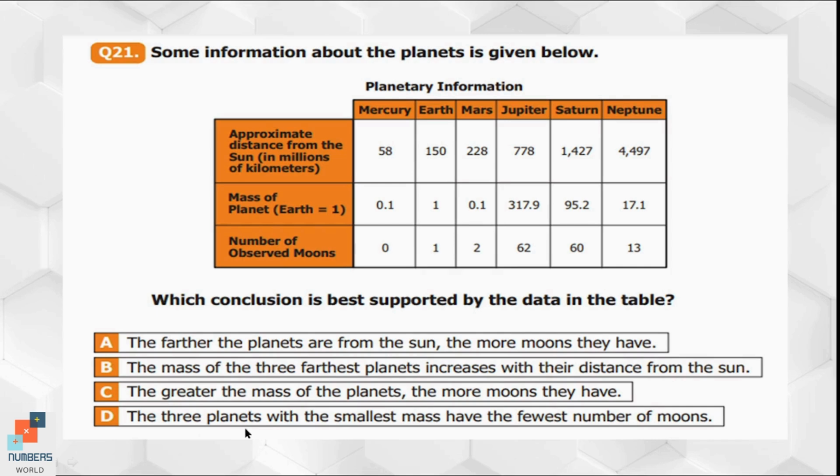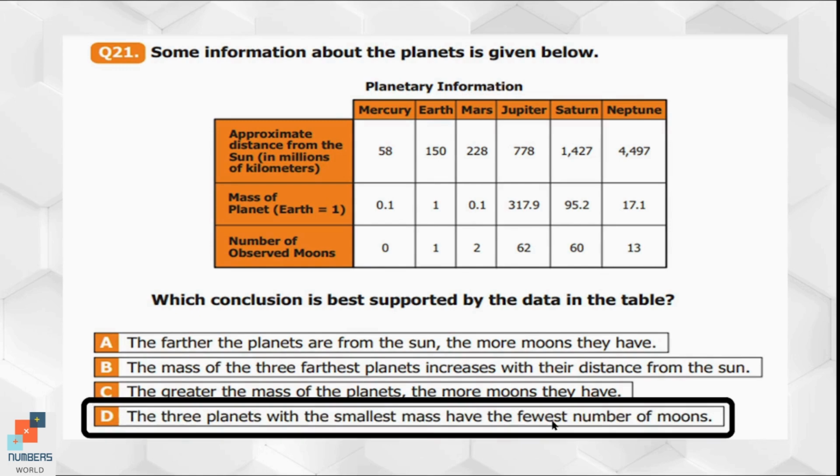Option D, the three planets with the smallest mass have the fewest number of moons. That is the correct option because we can see Mercury, Earth, and Mars have less mass and they have fewer moons.